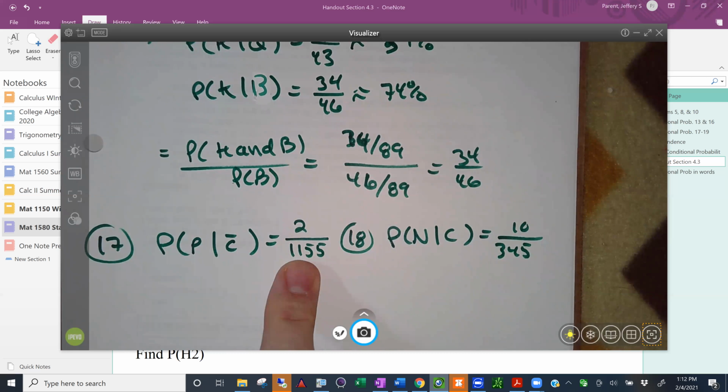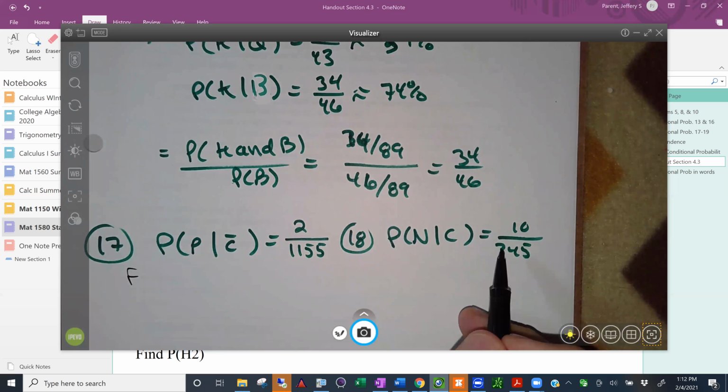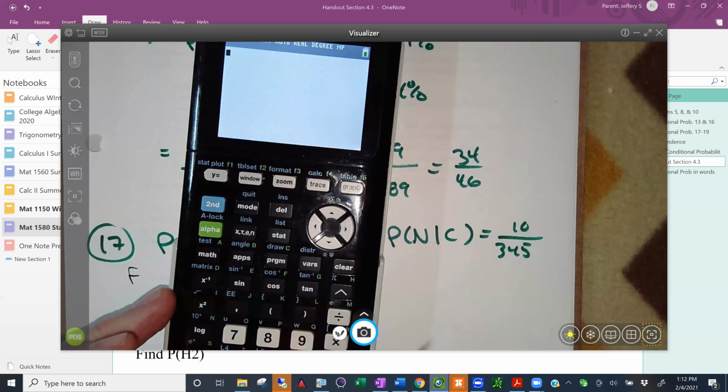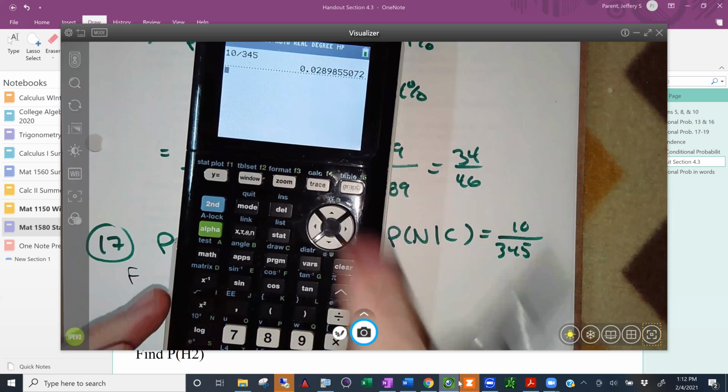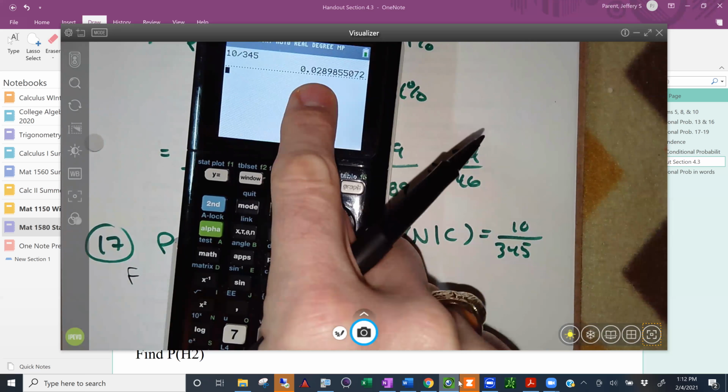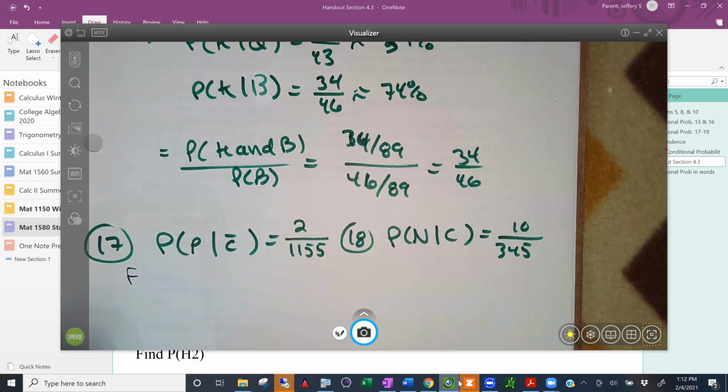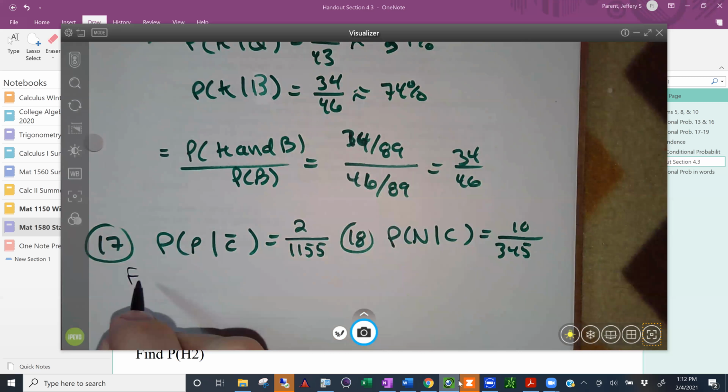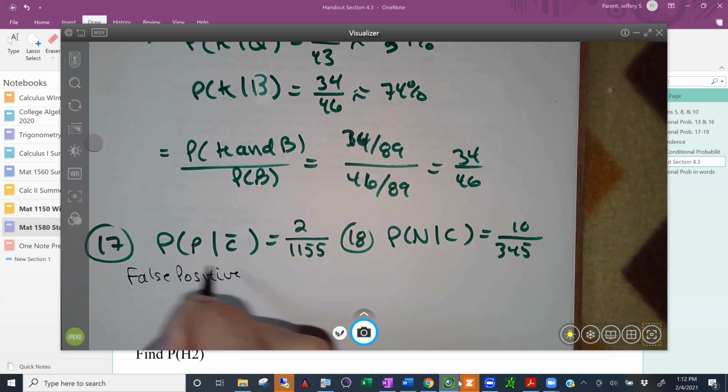Which looks like a bigger worry, false positives or false negatives? False negative. Yeah, false negative looks like it's much more frequent. If we do that one, 10 divided by 345, a little bit less than 3%, but that's a lot more frequent than this is over here. So this is false positives. This is false negatives.